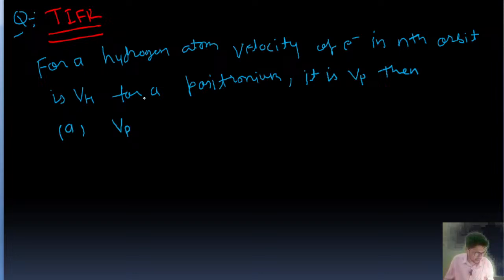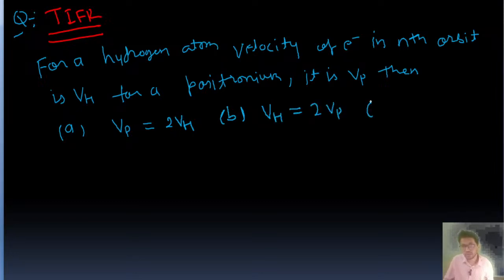So options are: option A, Vp equal to 2Vh. Option B is Vh equal to 2Vp, okay, and option C is Vh equal to Vp, and option D is Vh equal to 3Vp, okay?